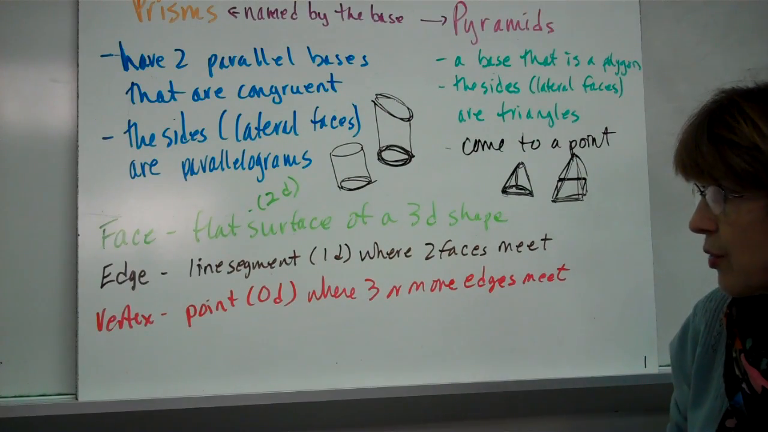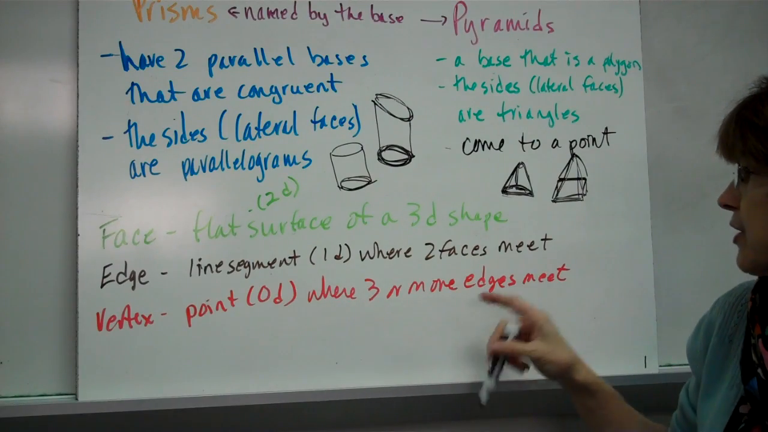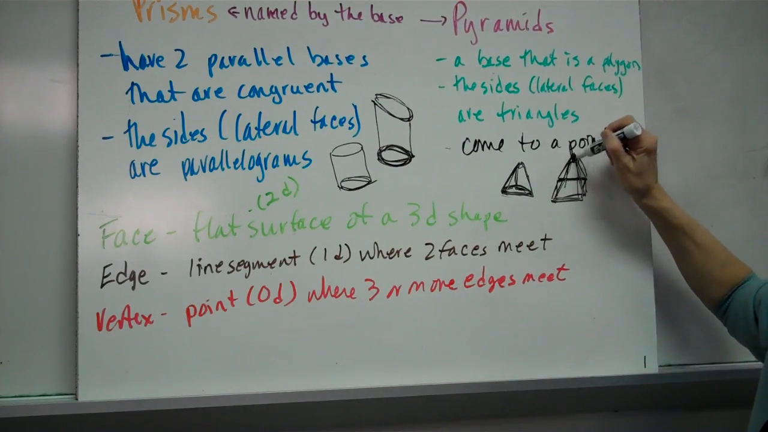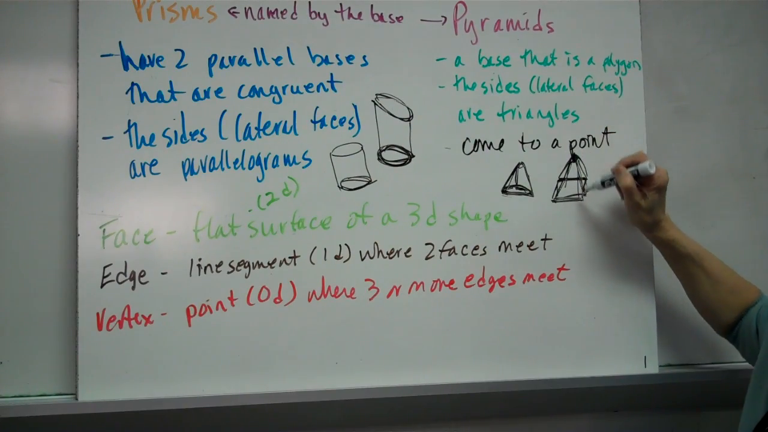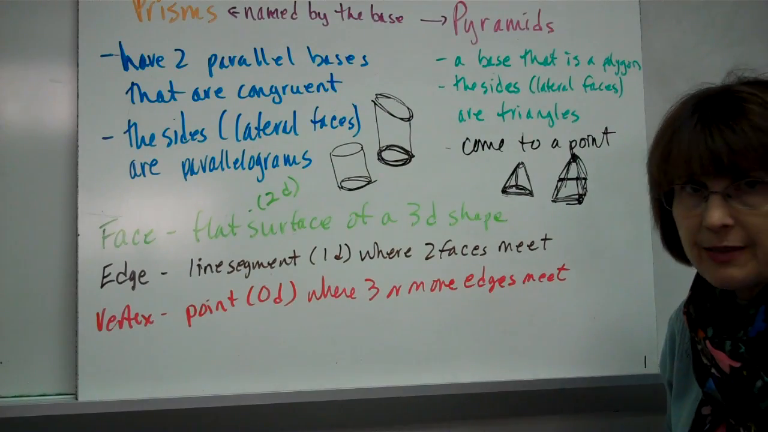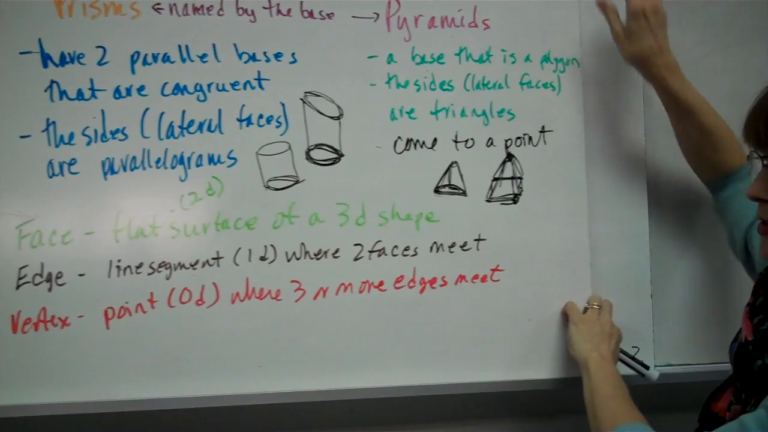All right, and the vertex is where it's a point, so it's zero-dimensional, and it's where three or more edges meet. Like up here, you have four edges meeting. 1, 2, 3, 4, and that's at the point for the pyramid. Okay, here there's three edges meeting, and on you go. But it's a point where the edges meet. And we'll have a lot of practice in class about naming them and counting the faces and the edges and all that.